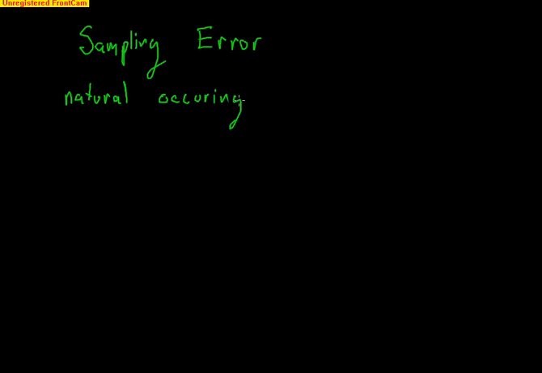And there's a couple questions on your sheet about sampling error. And the first is, what is sampling error? Sampling error is the natural occurring variability from sample to sample.